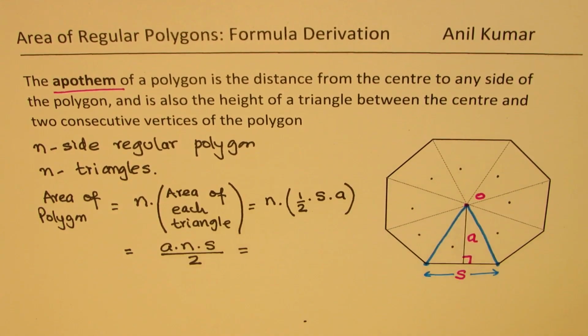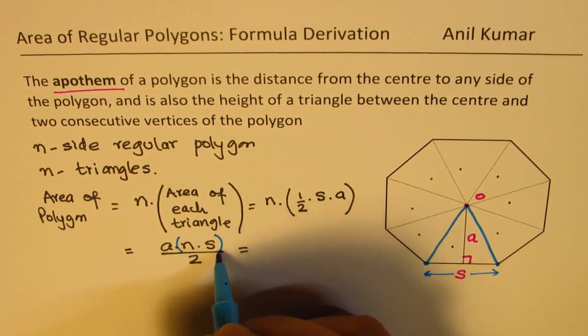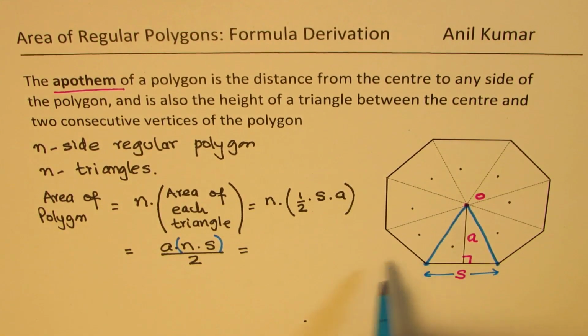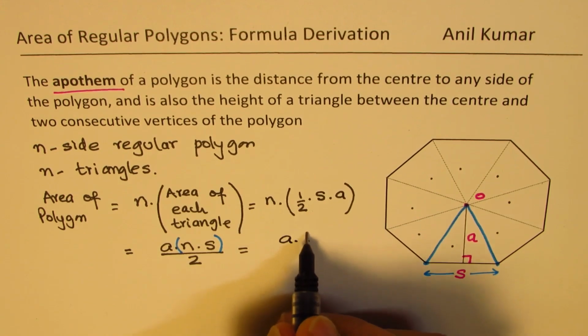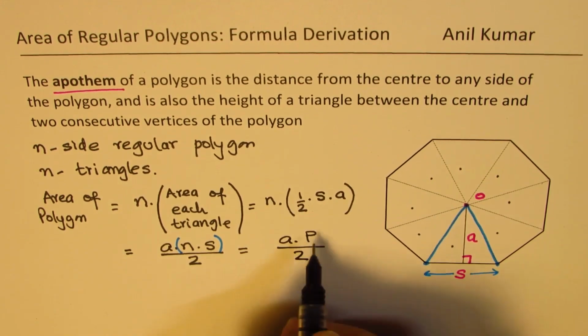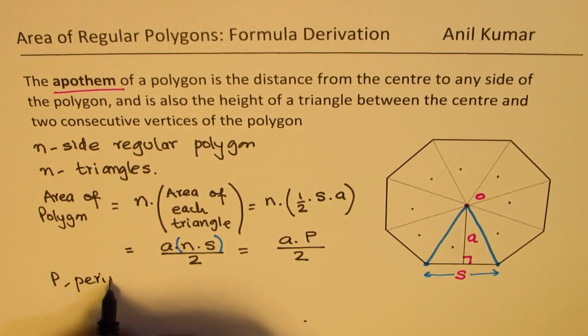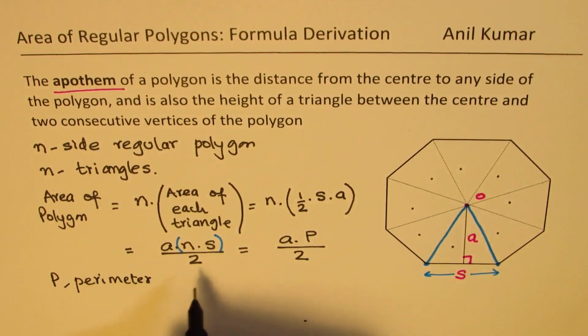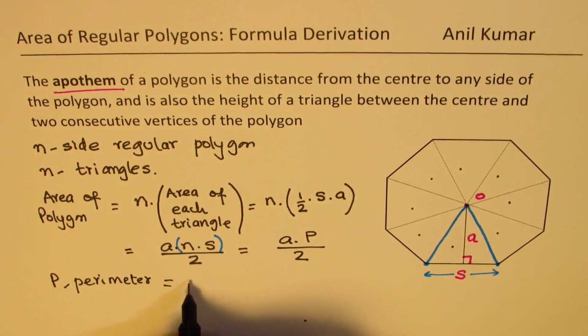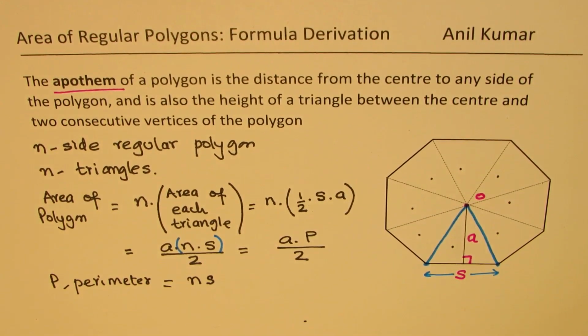Now, if there are n sides, n into the side length will give you the perimeter, right? So we could also write this as A times perimeter over 2, where P is basically the perimeter, which is the sum of all sides. So if there are n sides, n into S is the perimeter. Is that clear to you?